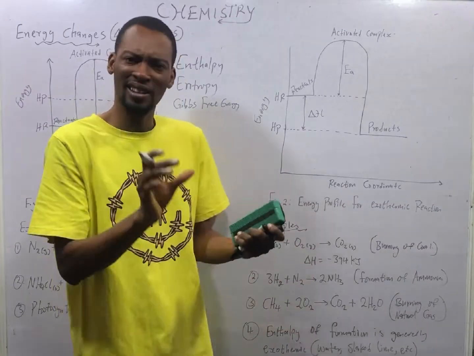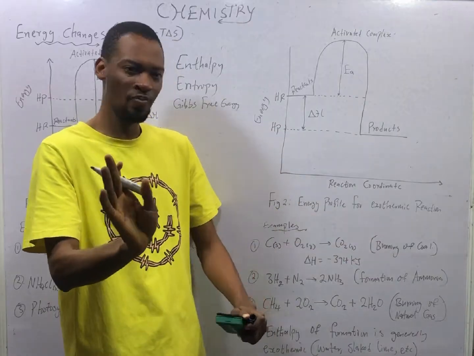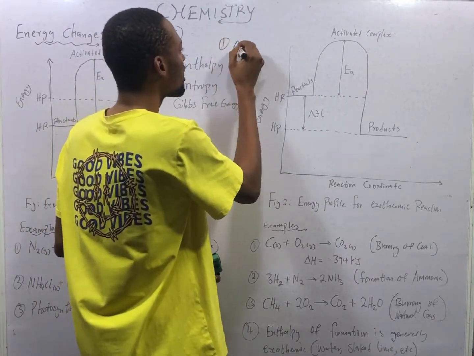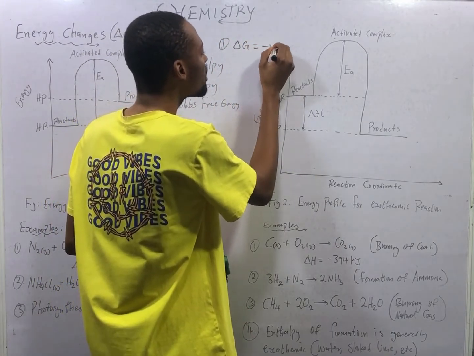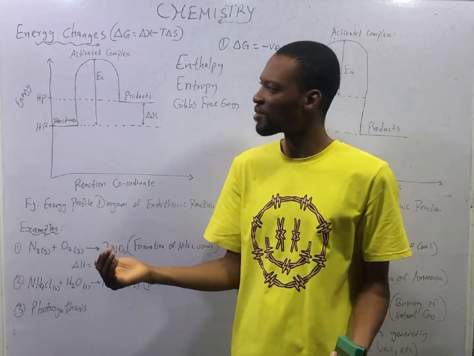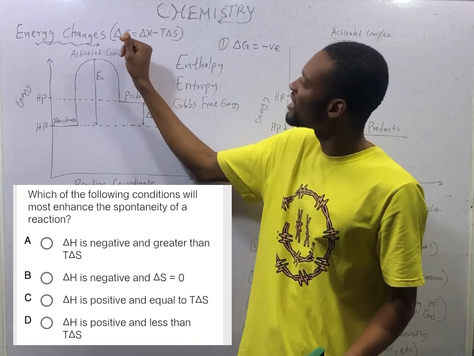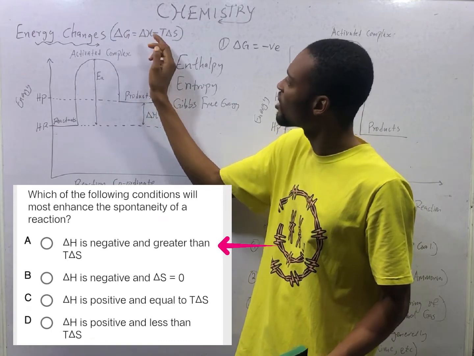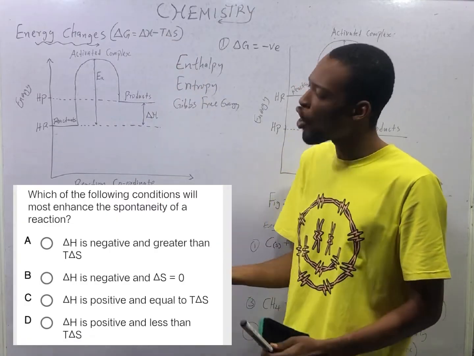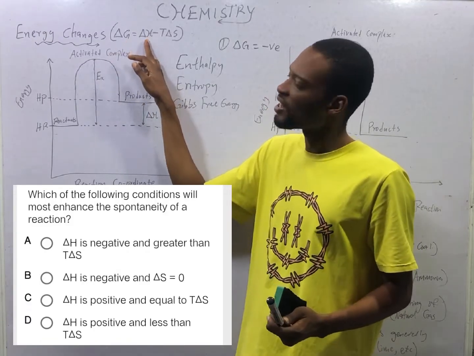All that being said and done, let's look at the 3 factors or conditions for spontaneity of reaction. A reaction will only be spontaneous if, 1, delta G is negative. Delta G must be negative for a reaction to be spontaneous. Delta G is equal to delta H minus temperature times change in delta S. This is the formula for delta G, the relationship between delta G, Gibbs free energy, enthalpy change, and entropy change.